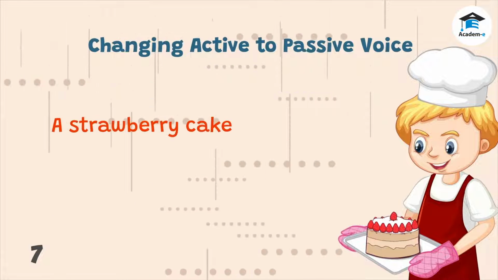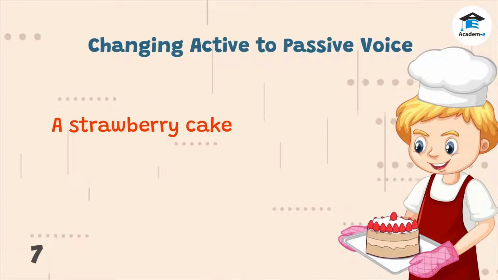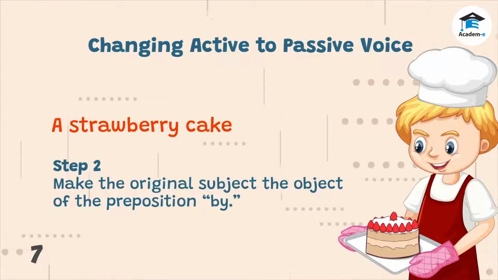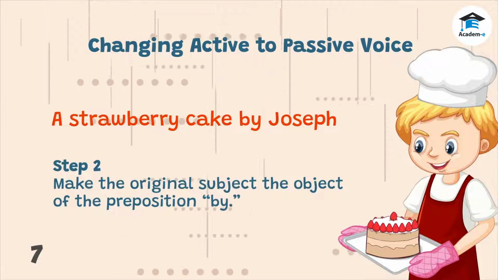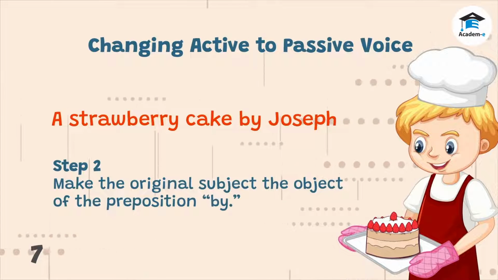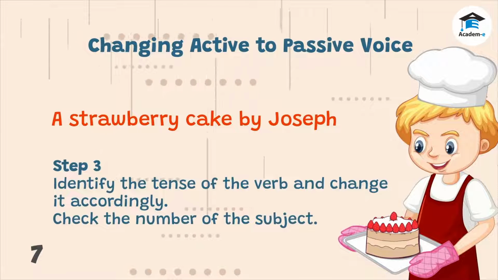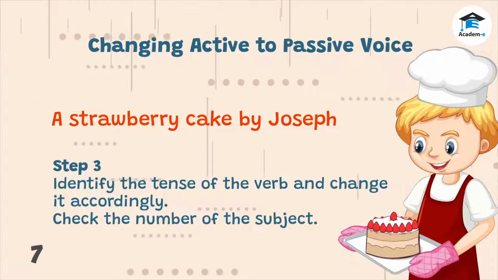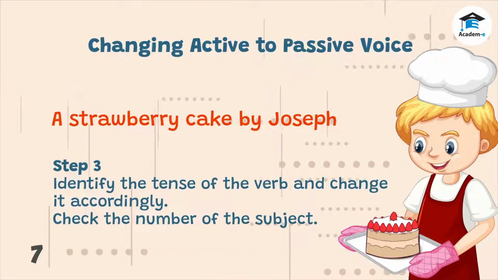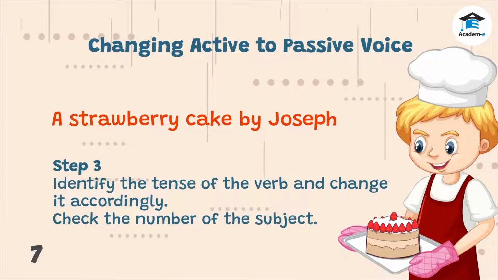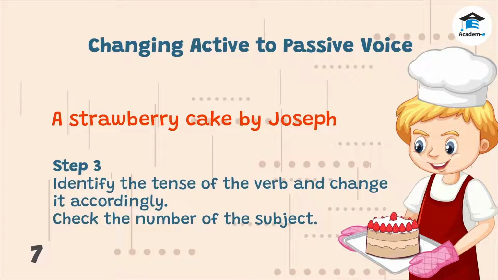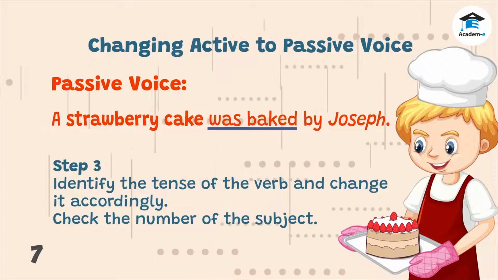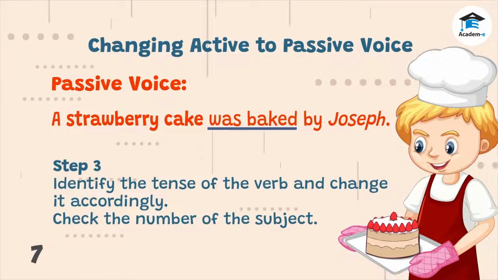Now, place strawberry cake at the beginning of the sentence to make it the subject. Next, make the original subject the object of the preposition by, and put it in the predicate side of the sentence. The original subject is Joseph. Then, identify the tense of the active verb and change it accordingly. Also, check the number of the new subject. Since baked is in simple past and the number of the new subject is singular, you have to use was plus the past participle form of bake, which is baked. The passive form is, a strawberry cake was baked by Joseph.